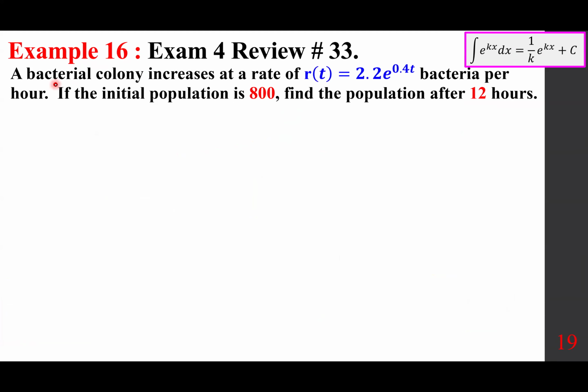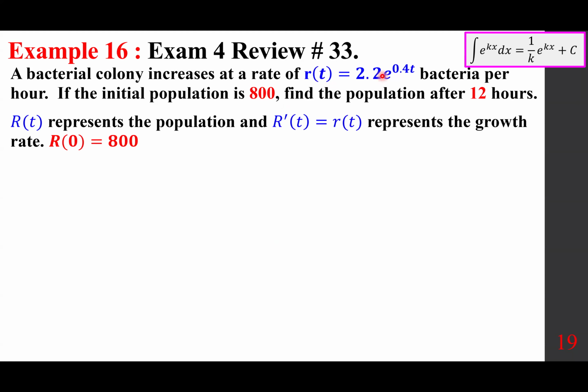A bacterial colony increases at the rate of R of t equals 2.2 e to the power 0.4 t bacteria per hour. If the initial population is 800, find the population after 12 hours. As you recall, rate in general means the derivative when it comes to calculus. So if this is the derivative, capital R of t represents the population, and capital R prime or lowercase r of t represents the growth rate, and R of 0 equals 800.